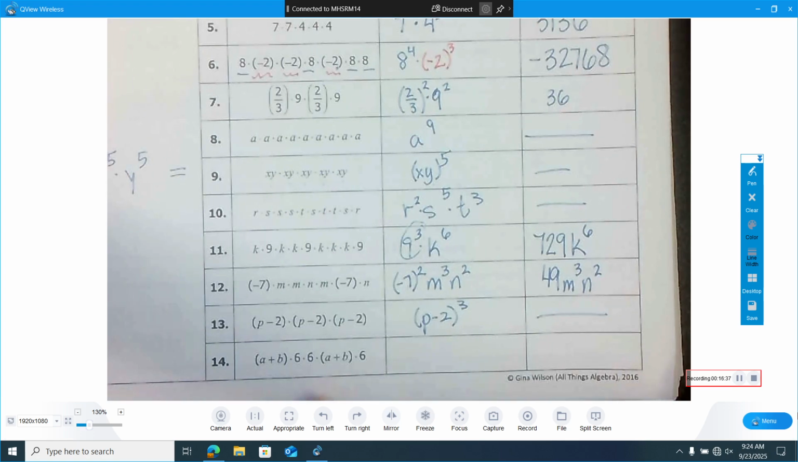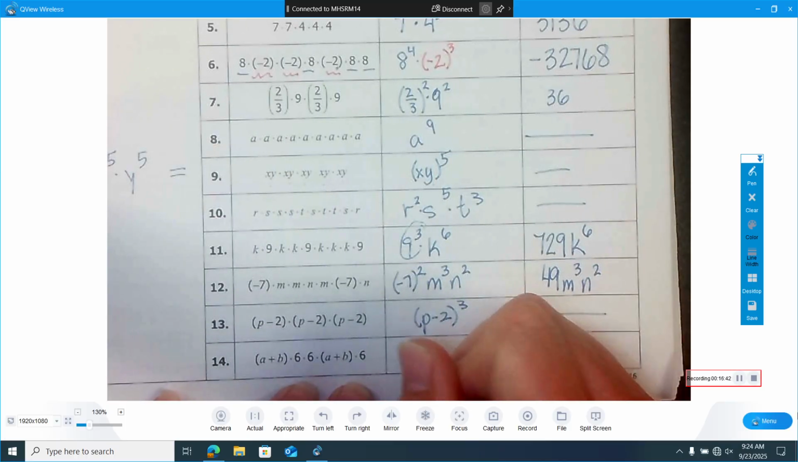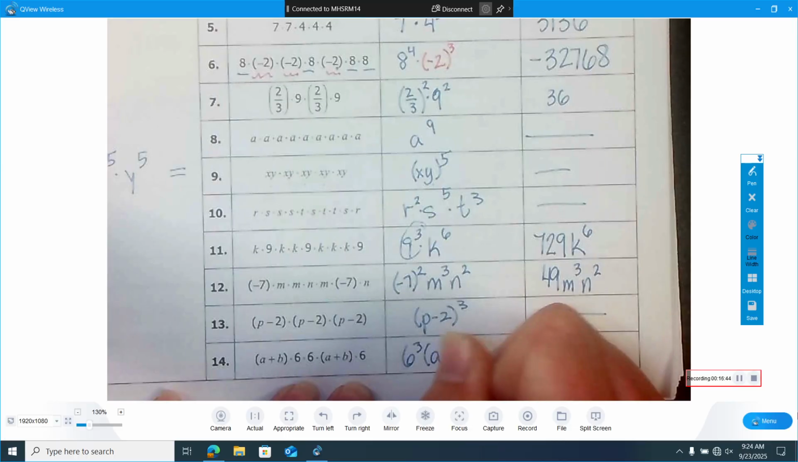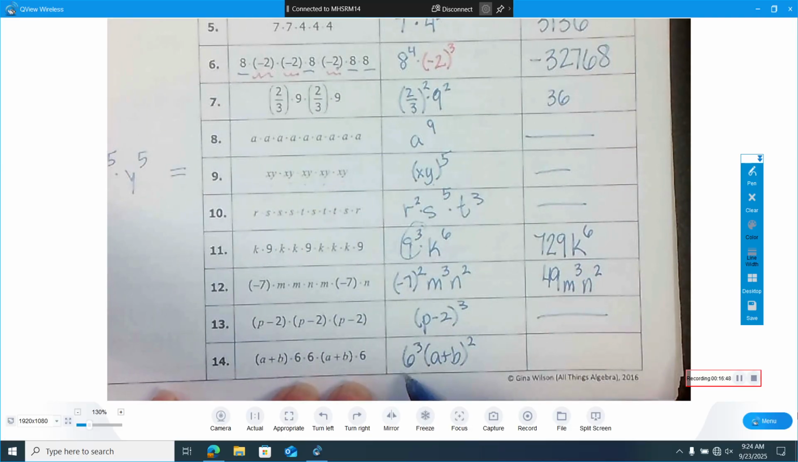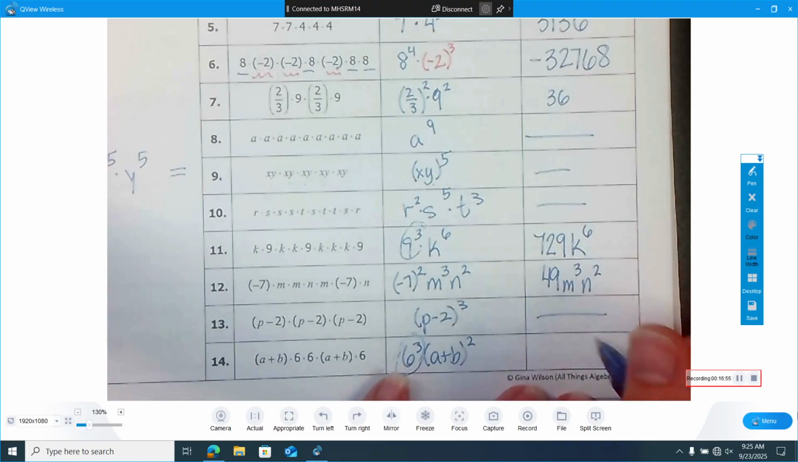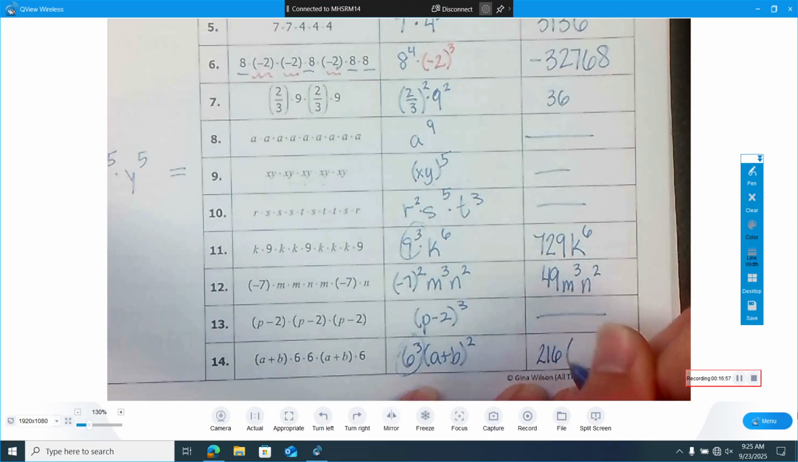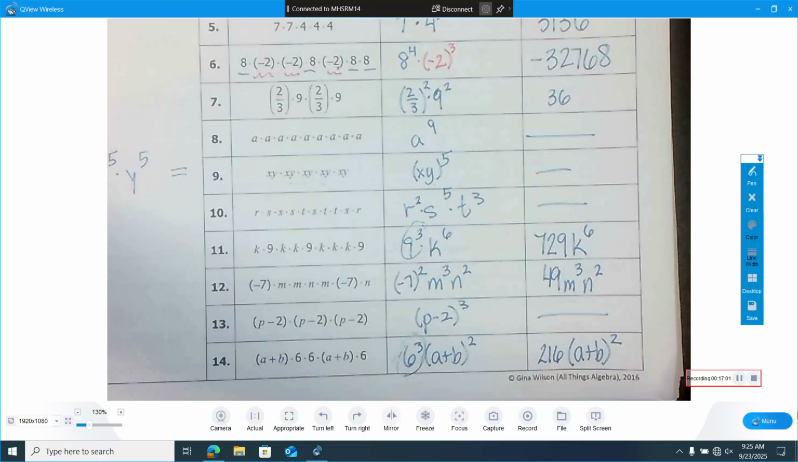All right, and number 14, what number is being repeated? 6, 3 times. And then we have A plus B repeated how many times? 2 times. Can I evaluate that 6 cubed? Yeah. 6 times 6 times 6 is 216. And then we have A plus B, quantity squared.